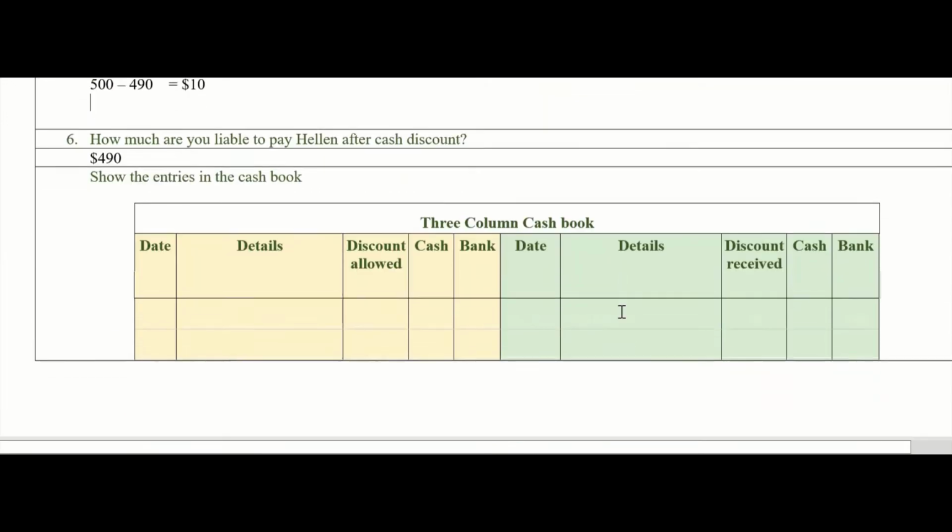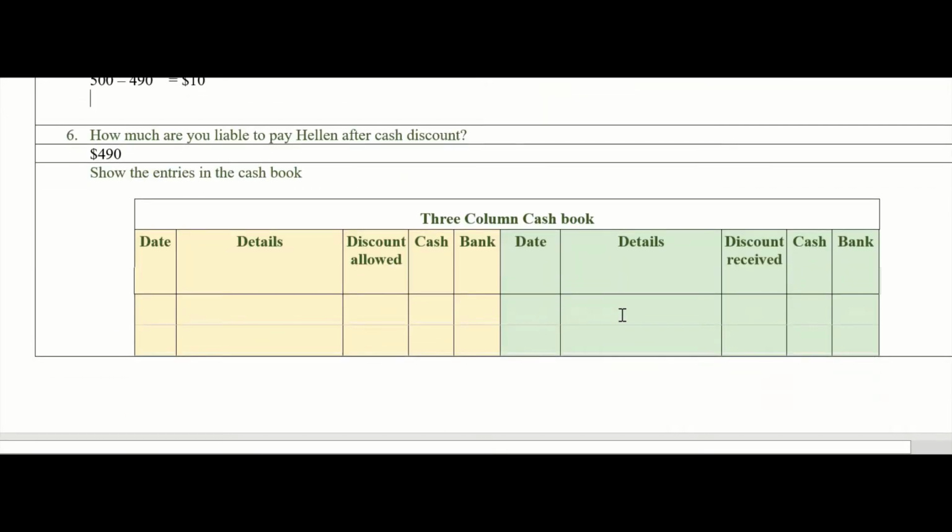Now let's see how to show this entry in a 3-column cash book. Since it's a payment, you should enter it on the credit side. First of all, you indicate the date, followed by description to whom you paid, the amount of discount you received, which is $10, and you're making the payment by check, therefore enter it in the bank column.